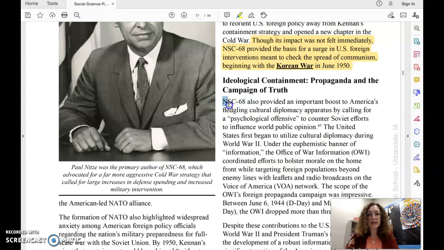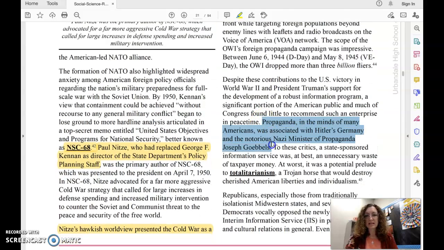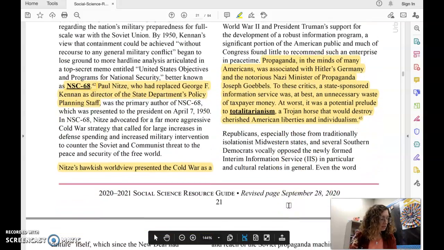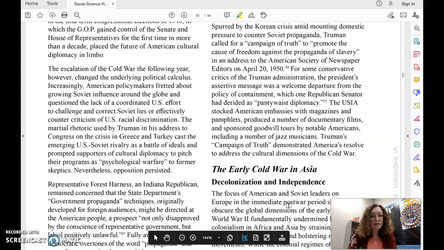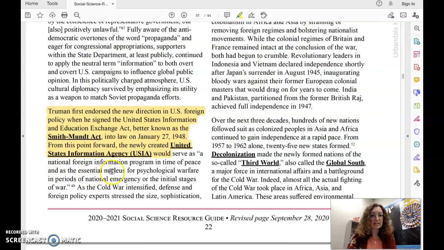It also allows the opening of this psychological defense and more propaganda in the use of American actions against the Soviet Union. Down here, we see something that we saw in the other art sections and music, the Smith-Mundt Law. This creates the United States Information Agency, and that's where all of the information is spread through the world.